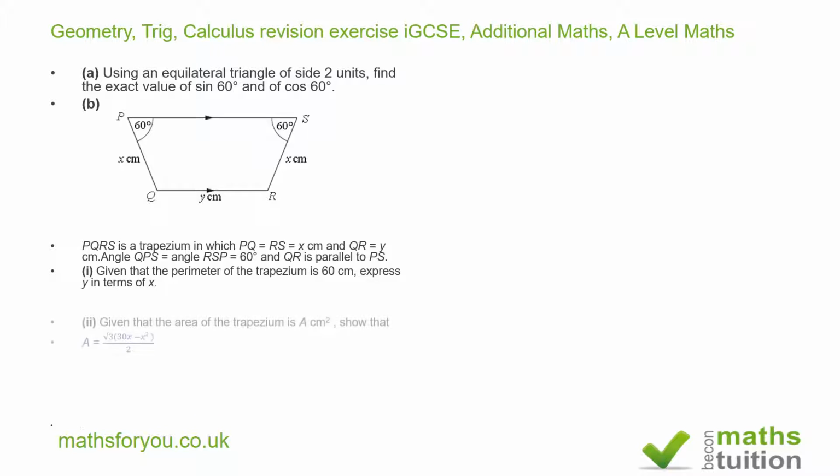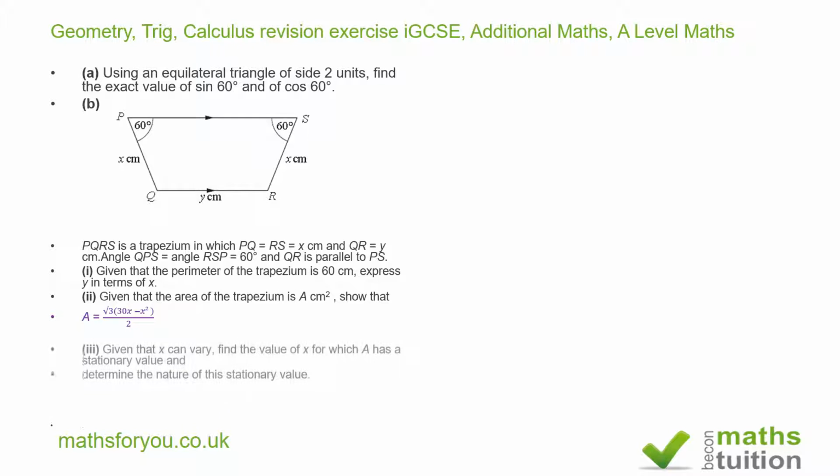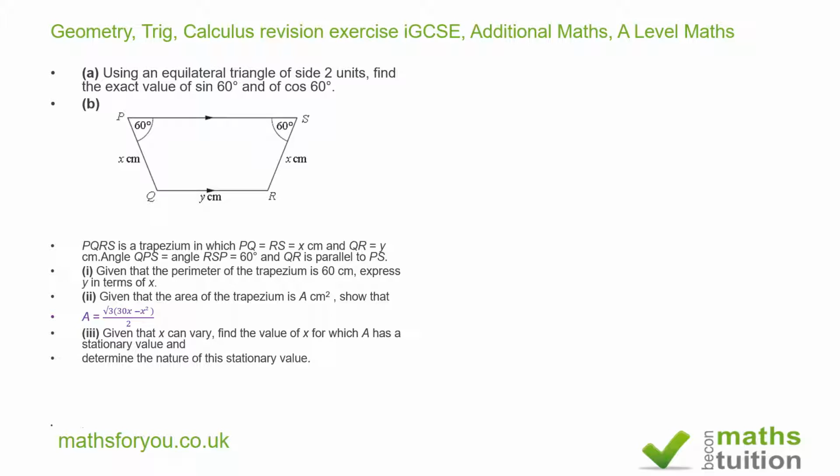Secondly, given that the area of the trapezium is A centimeters squared, show that A is equal to the square root of 3 multiplied by (30x minus x squared), all divided by 2. And lastly, it says, given that x can vary, find the value of x for which A has a stationary value and determine the nature of this stationary value.